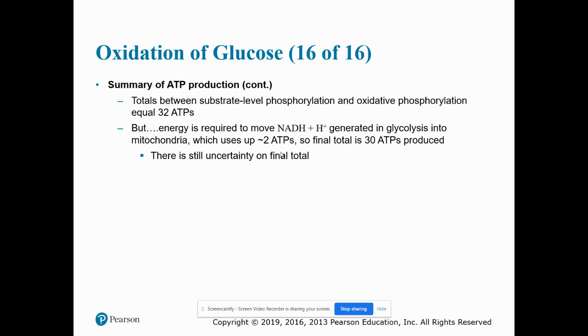Totals between substrate level phosphorylation and oxidative phosphorylation are going to give us 32 ATP, but there is energy required to move NADH generated in glycolysis into the mitochondria, which is going to use about 2 ATP. So the final total is 38 ATPs produced. But I'm going to tell you that nobody really knows the final total, because I learned 38 and then they said 36. And then when I started teaching, it was 34. And at some point it went down to 30. So it really depends on the class, the textbook. It depends on a lot.